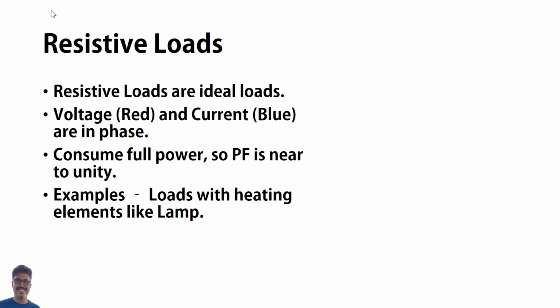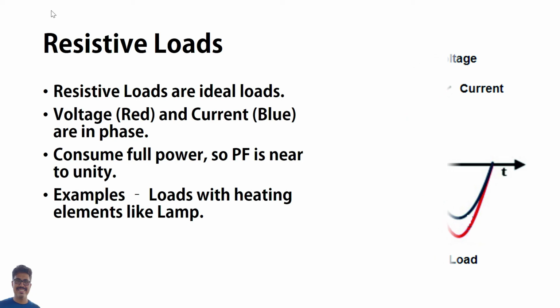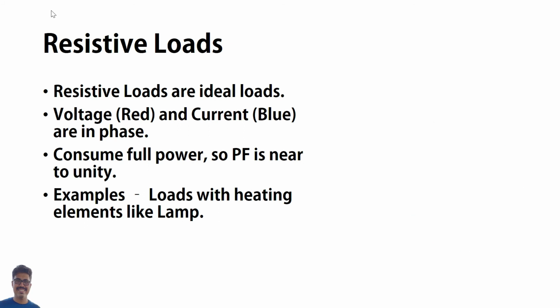It can be 1 or almost near to 1. You can see the graph. The voltage signal, denoted in red, and the current signal, denoted in blue, are in phase, so there is no power loss. Examples of a resistive load are a lamp and other heating elements. The loads which have heating elements inside can be resistive loads.